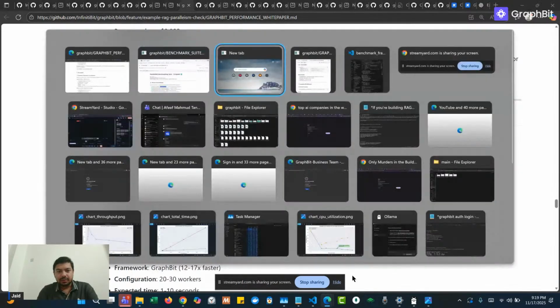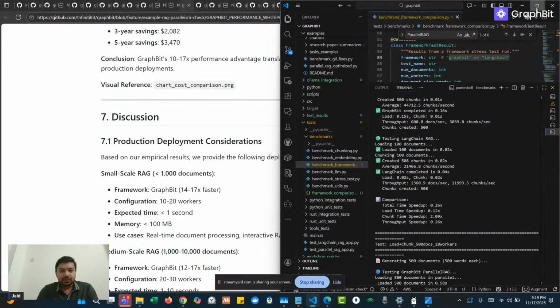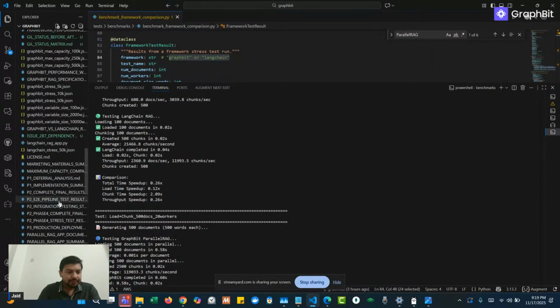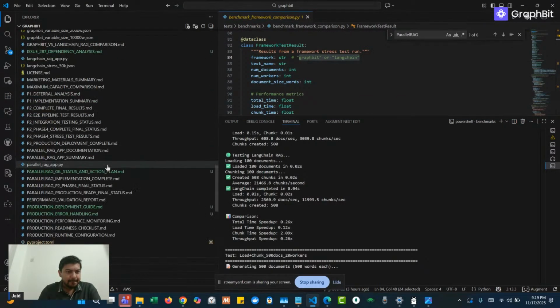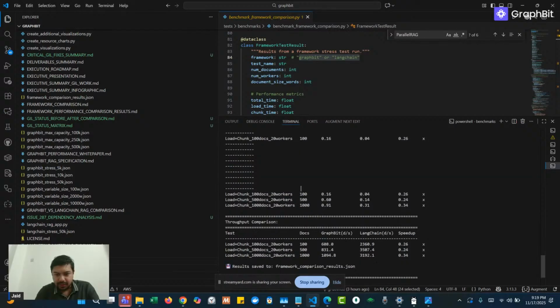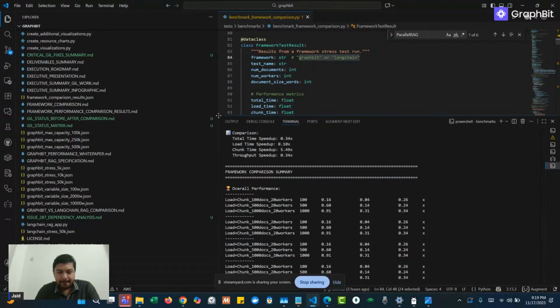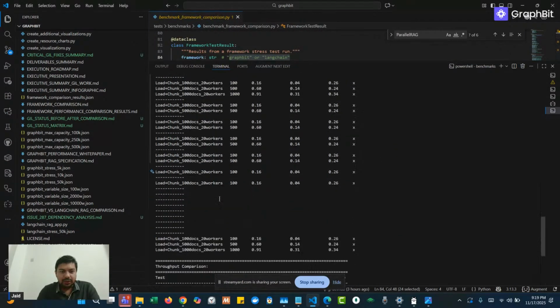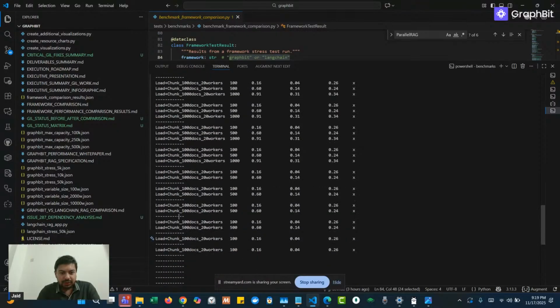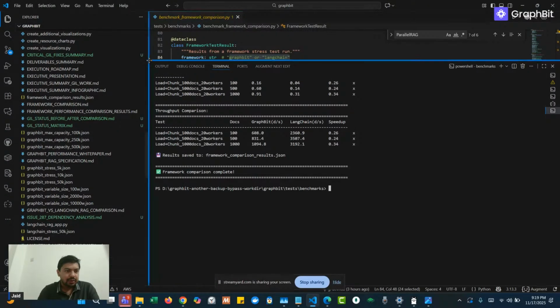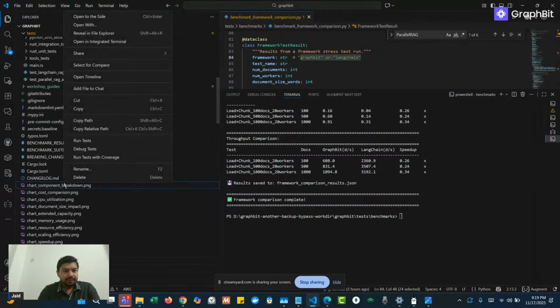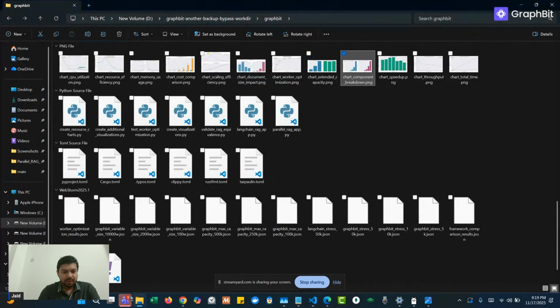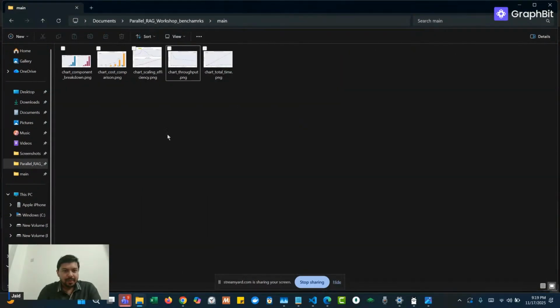So I think the benchmark results are there. Let's get going. The documents have been saved here. You can see from here, in the terminal, the overall performance. Let's get into the visualizations. Let me open up those. Let me go one by one.